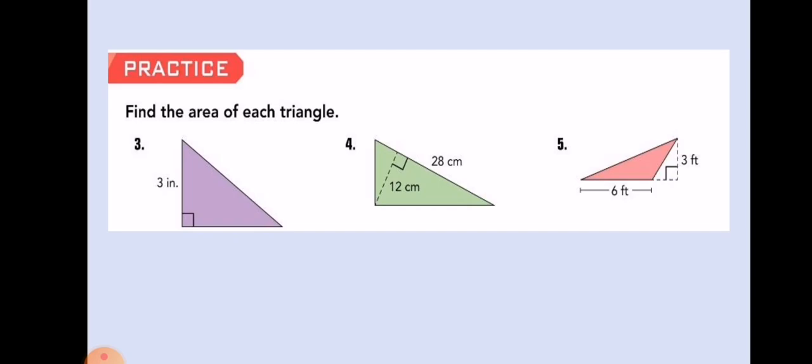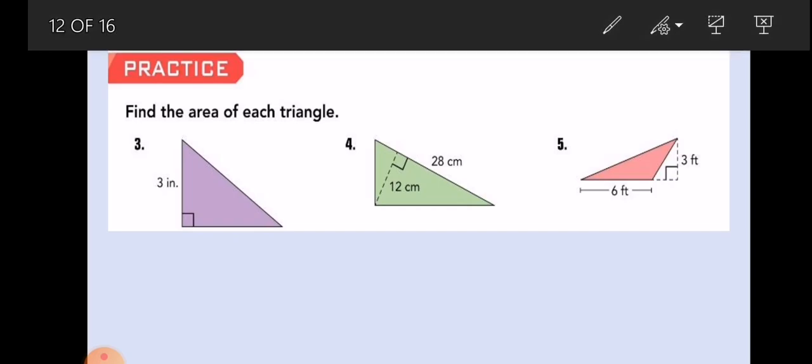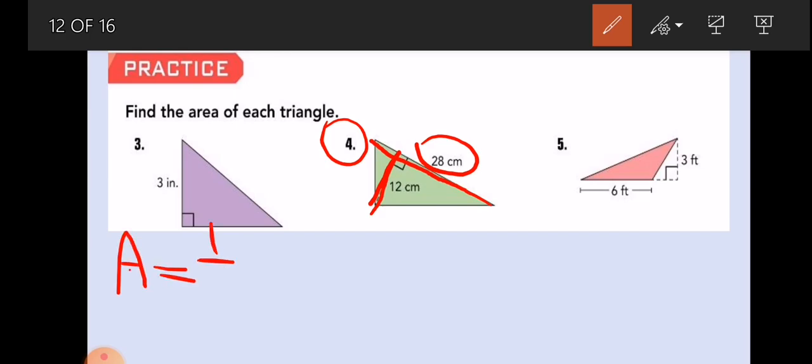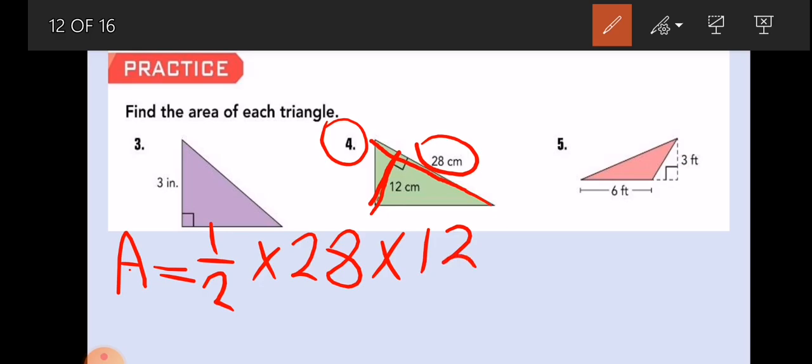Find the area of each triangle. Question number 4, I will start with it. Here, where is the base? Where is the height? Here is the base. They consider that this one is the base, 28 centimeter, and the height is the dotted line that they draw for you, which is perpendicular on the base, and it's a 12. Okay. My area equals half multiply the base, which is 28, multiply the height, which is 12.